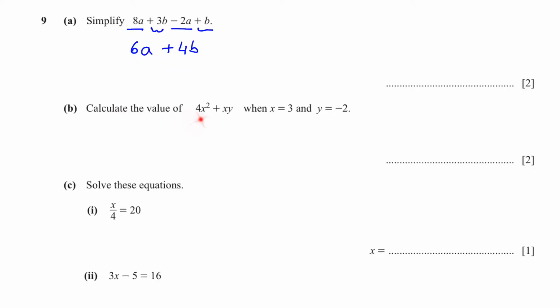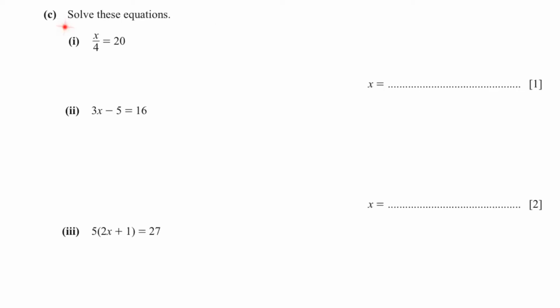Calculate the value of 4x squared plus xy when x is equal to 3 and y is equal to negative 2. Replace the x and the y in the question. So we will have 4 times 3 squared plus 4 times negative 2. You can put the whole thing in the calculator. Get the answer 28.